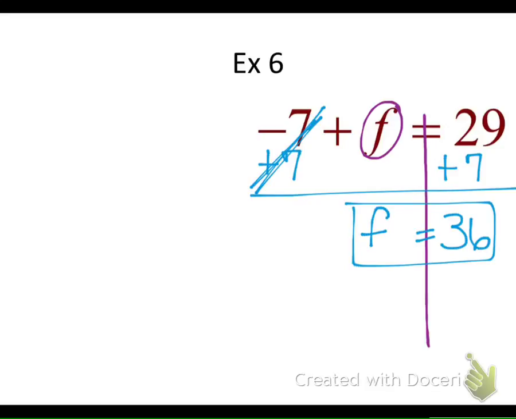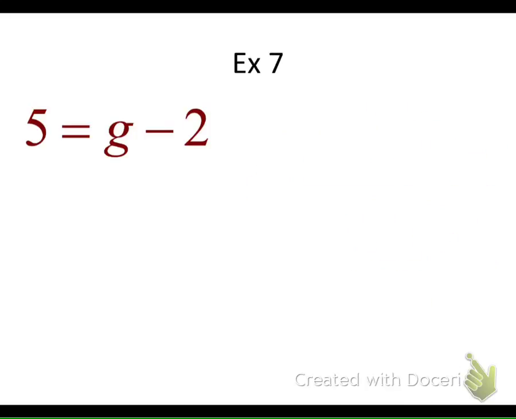Get out of here. Okay, let's look at example number 7. You all have this. If I go too fast, you have got to let me know. Sometimes I tend to go too fast. All right, example number 7. What is wrong with this one?